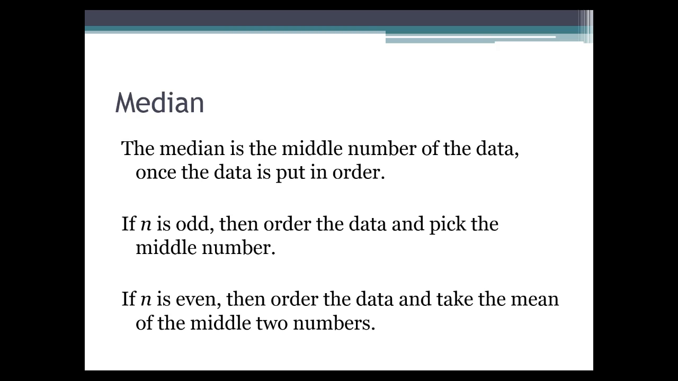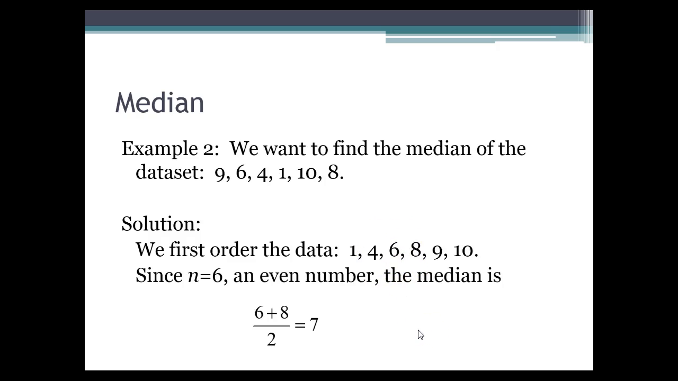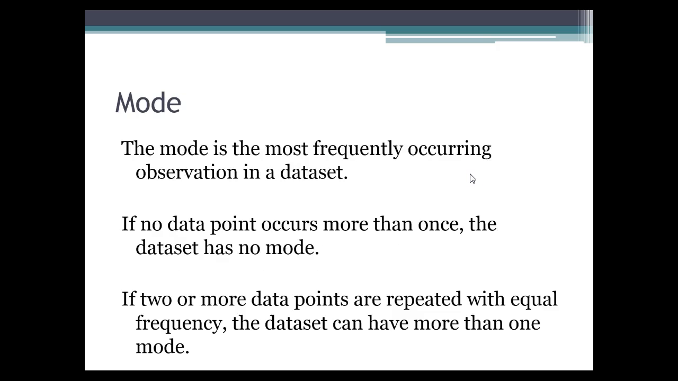The median is the middle number of the data once the data is put in order. If you have an odd number, then you just put them in order and find the middle one. So in this case, 8 is the middle. If you have an even number, then you put them in order and you take the mean of the middle two. Again, I'll let you pause the video if you want to look more in detail at that.